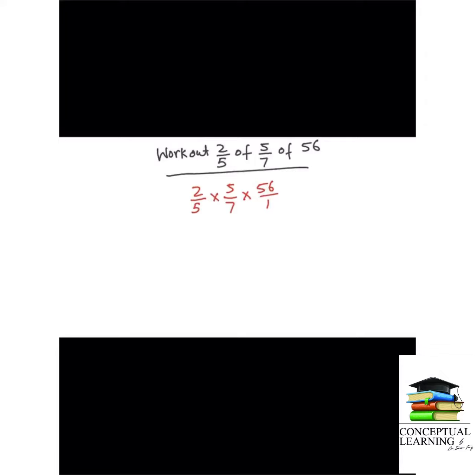In earlier discussion, we said we can change the position of the denominator or numerator. So we can use the same concept here and change the position of the denominator. I can write 2 over 7 times 5 over 5, and then 56 over 1. So 5 divided by 5 is 1, and this is 2 over 7 times 1 times 56 over 1. Now 7 times 1 is 7, and 56 times 2.